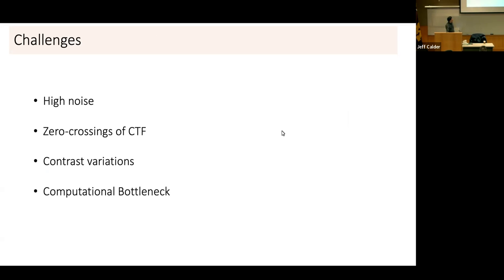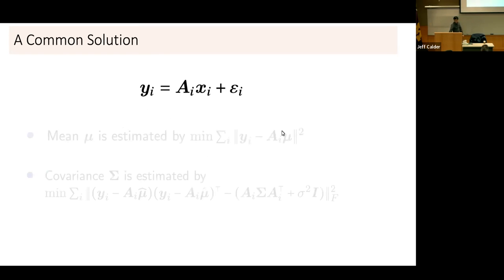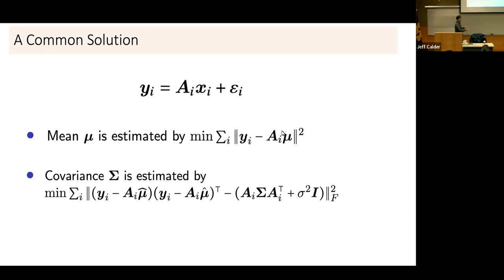but I want to emphasize the computational challenge. For example, consider a simplified case where we don't have the contrast variations, that's Ci, constant, and the images are convolved with some filter and add the noise. You can further rewrite this Hi, the convolution, as a linear matrix or a linear operator.